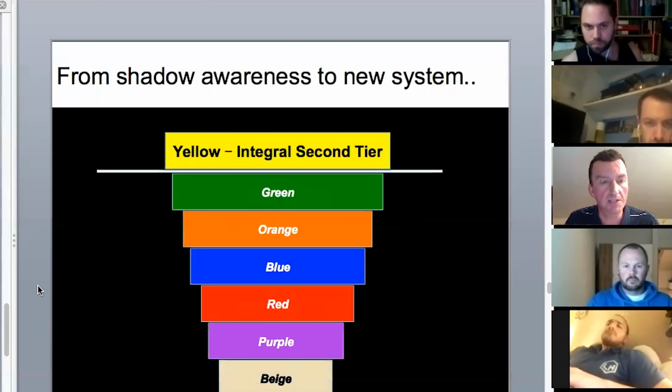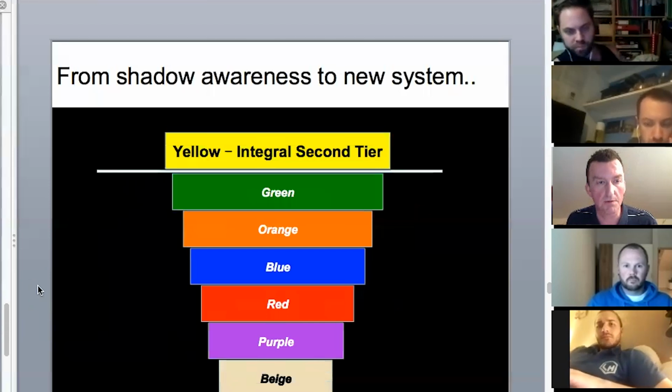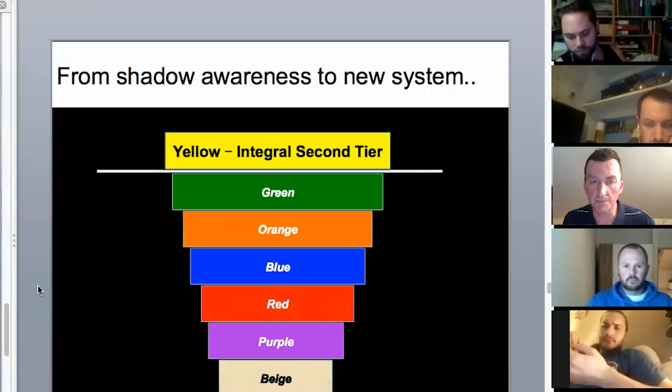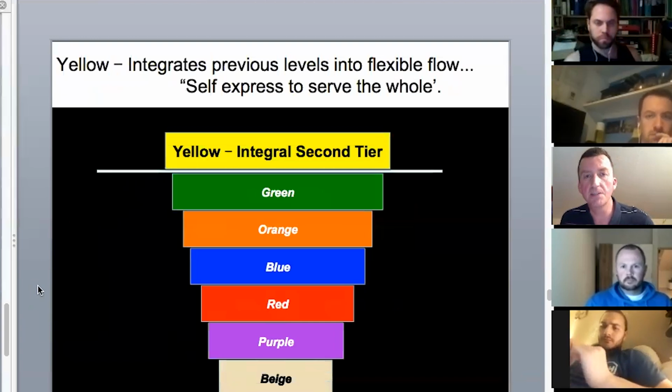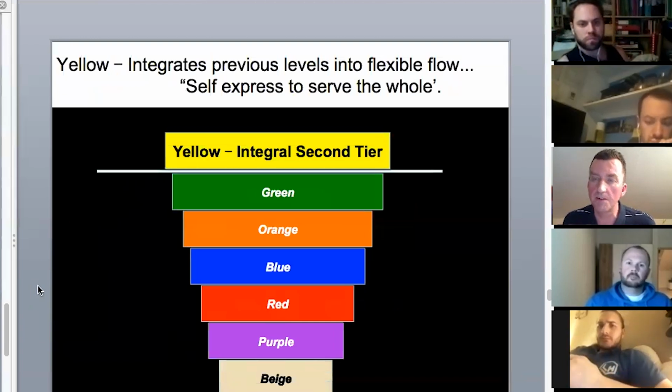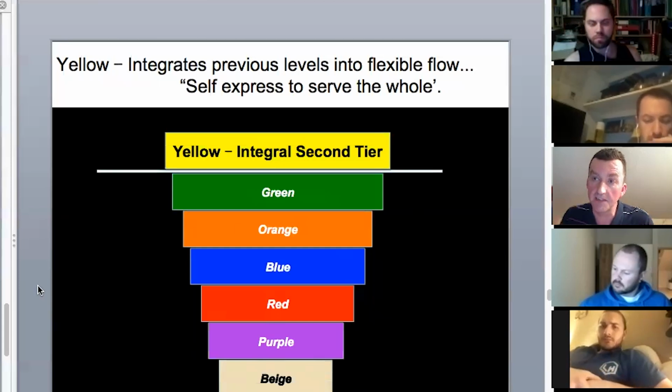So from shadow awareness to a new system, how do we break through? As I say, I'm going back over to the shadows of the previous system that helps the movement through to yellow. And so yellow integrates the previous levels into a flexible flow. It recognizes that each level has a quality to harvest, and it brings together the left and the right in politics, and sees that actually they're just stepping stones on a pathway, and each side has good things to offer. So yellow becomes very, very self-expressive again, very autonomous. So self-expressed to serve the whole.